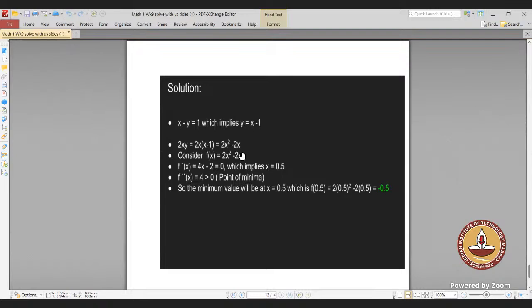So we can find it by the double derivative test. So f dash of x is equal to 0. We just got x is equal to 0.5. And f double dash of x, we got it as 4, which is greater than 0, which is a point of minima. So the minimum value would be at x is equal to 0.5. We got minus 0.5 as the y value. So the correct answer would be minus 0.5. Okay. So everyone got this question?